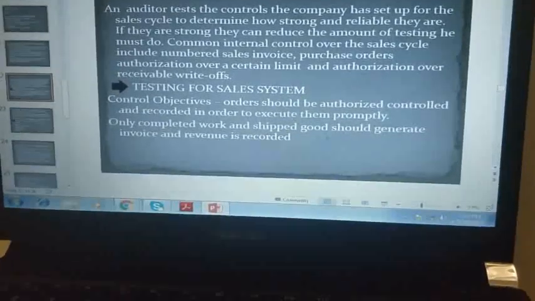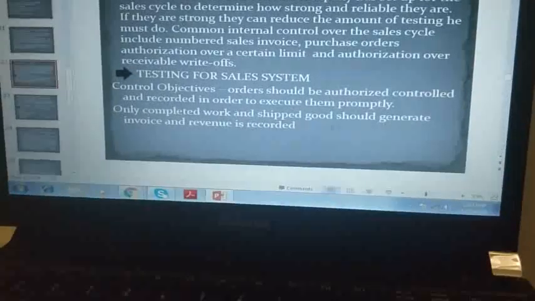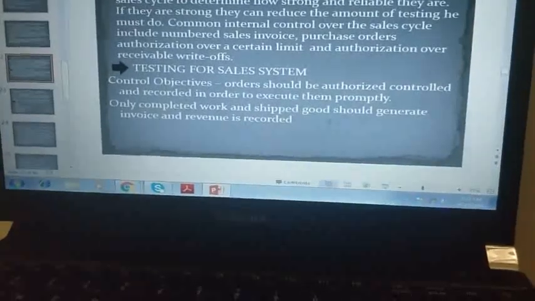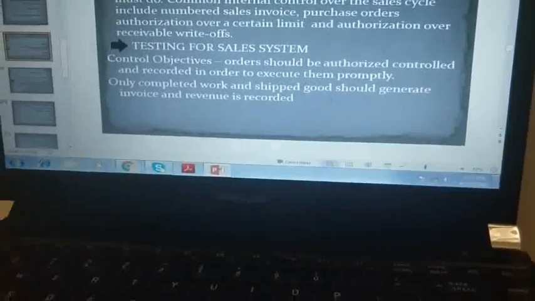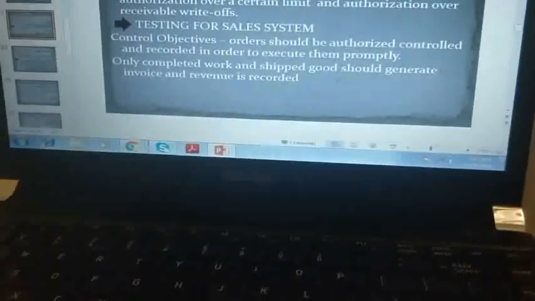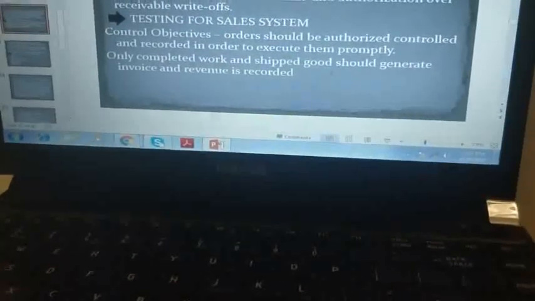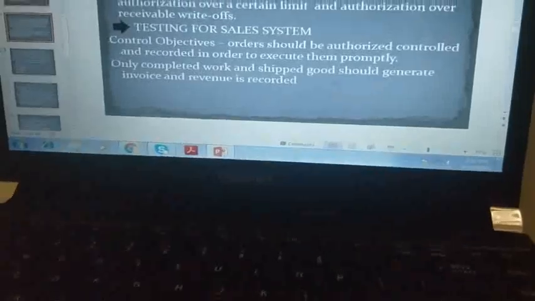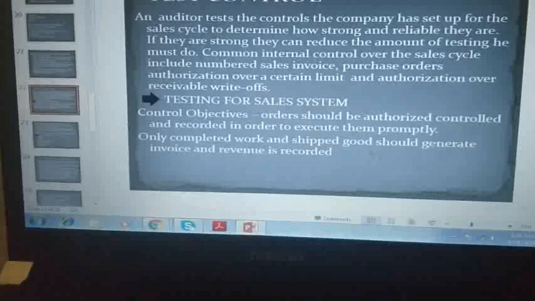Now the next topic is testing for the sales system. What is this? For many businesses, sales are made on credit, right? And the objectives for the sales cycle include controlling debtors as well. So when you're making sales on a credit basis, you're controlling the debtors as well.